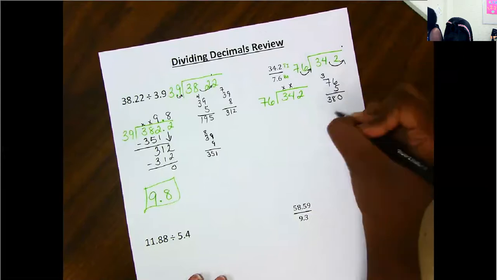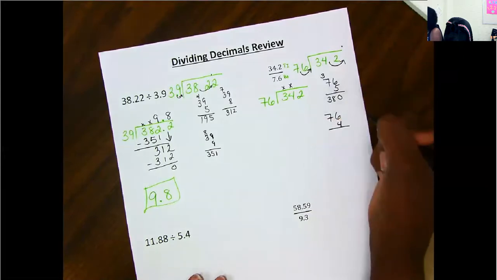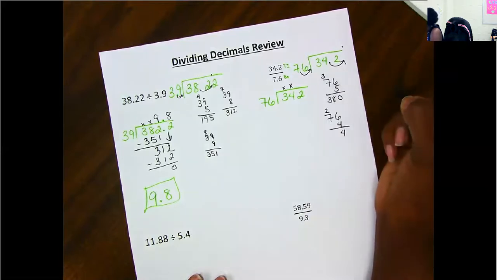So let's drop down. Let's go down one. 76 times 4. 6 times 4, 24, carry our 2. 7 times 4, 28, plus 2.